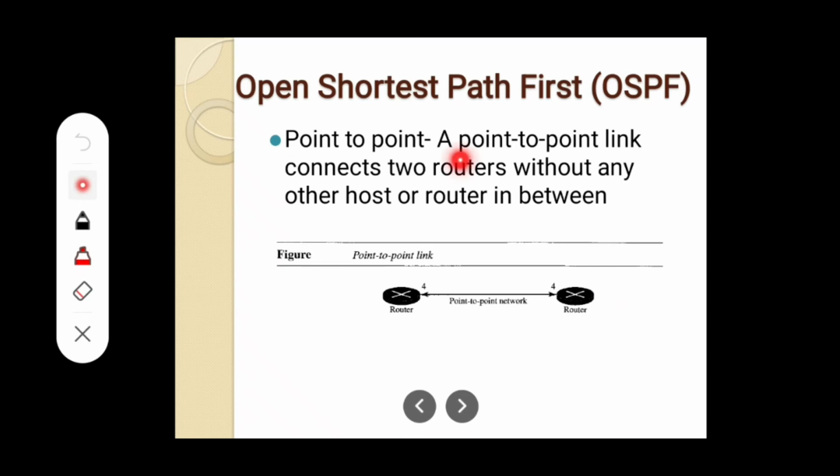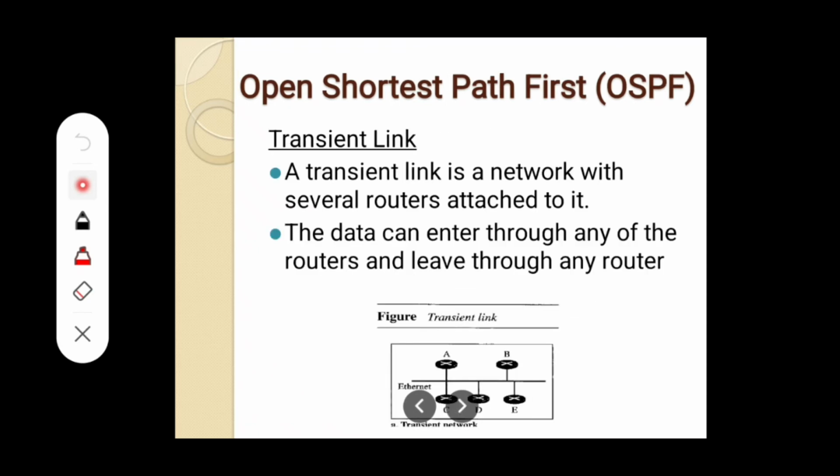A point to point link connects two routers without other host or router in between. So this point to point link is used to connect two routers. Clear? That is called a point to point connection.